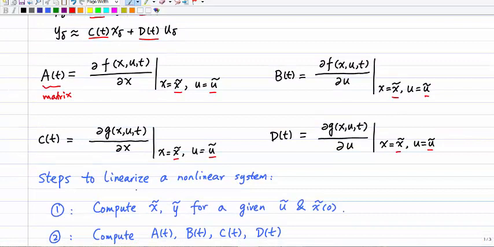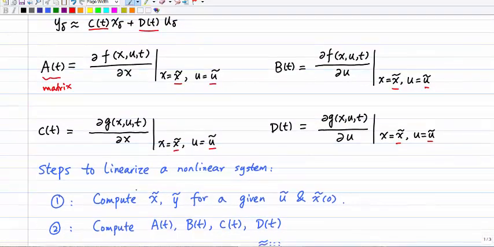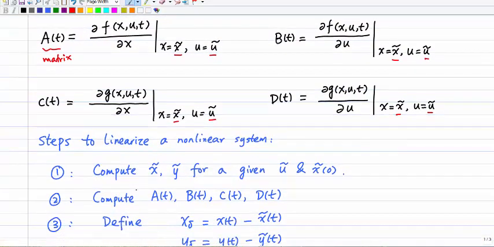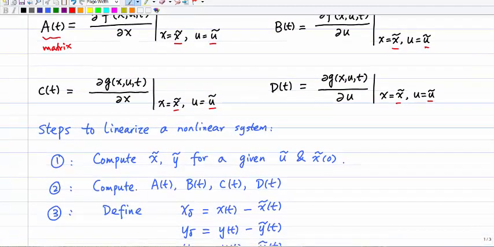Okay, so here are the basic steps we use to linearize a nonlinear system. The first step typically is to compute x tilde and y tilde for the given u tilde and x tilde 0. Normally you will be given this. In some cases, x tilde and y tilde may already be given, because for a nonlinear system, it may not be easy to figure out the solution. If we could figure out the solution for any possible u tilde, then we wouldn't have to use the linearized form, because we would know all the solutions.